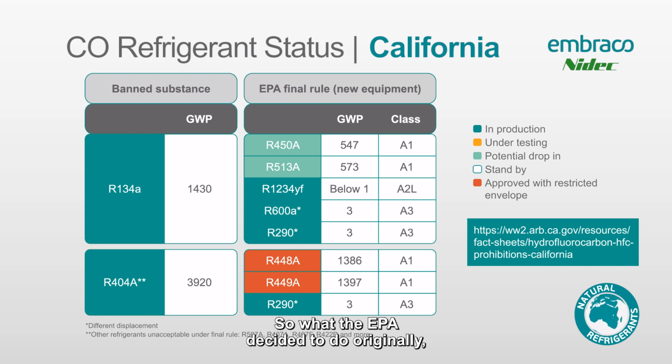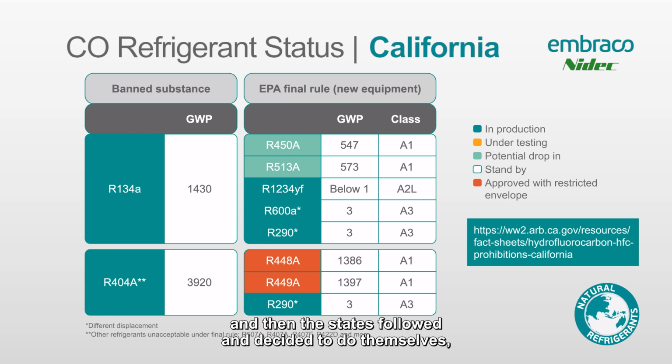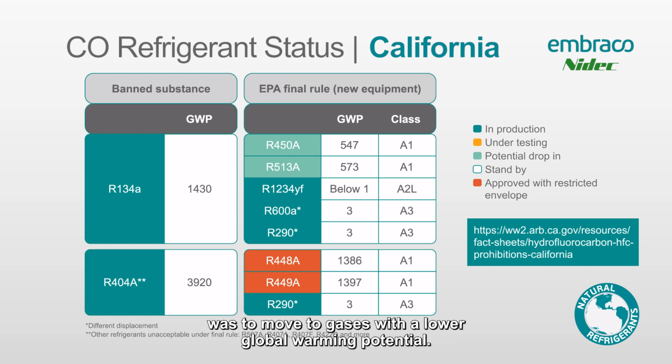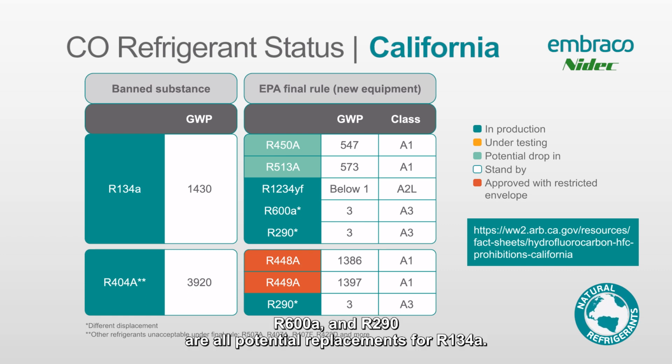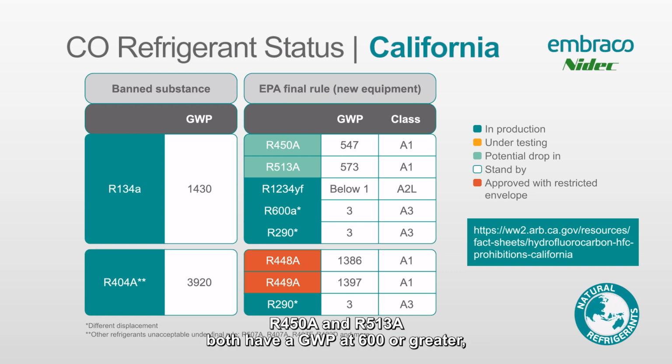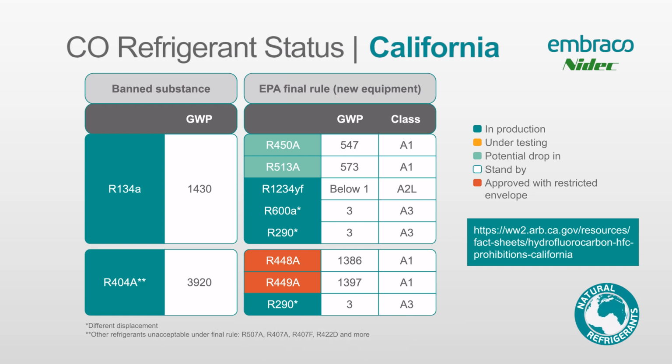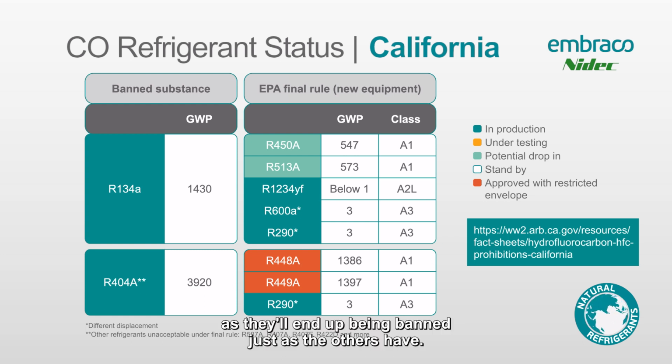So what the EPA decided to do originally, and then the states followed up and decided to do themselves, was to move to gases with a lower global warming potential. If you look at the right side of the chart, you can see some of the potential replacements. R450A, R513A, R1234YF, R600A, and R290 are all potential replacements for R134A. R450A and R513A both have a GWP of 600 or greater, and we refer to them as interim gases. These will probably not be permanent, as they'll end up being banned just as the others have. But where the industry really decided to head was to look at gases like R600A and R290 because the global warming potential value is so low.